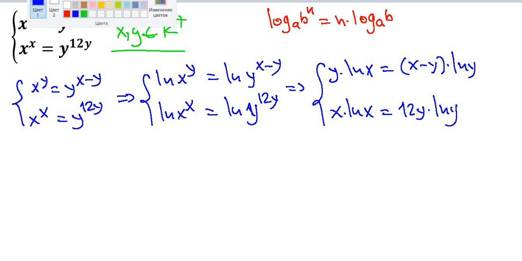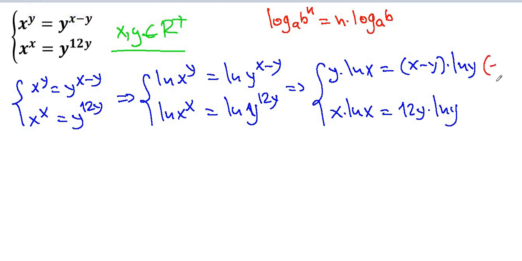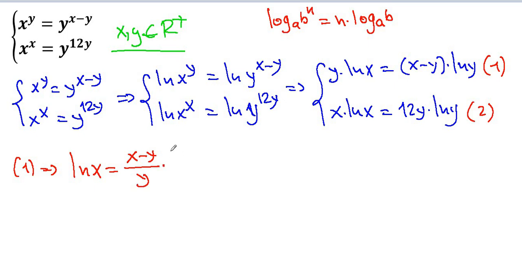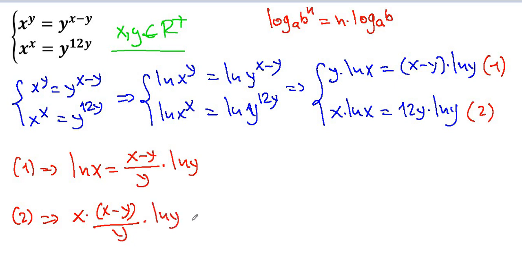Now let me label each equation here. So this is the first equation, this is the second equation. In the first equation, if I solve for logarithm of x, then I will get logarithm of x equal to x minus y divided by y times logarithm of y. Now I'm going to substitute this expression into the second equation. Since logarithm of x is equal to x minus y divided by y times logarithm of y, then I will get x times x minus y divided by y times logarithm of y is equal to 12y times logarithm of y.